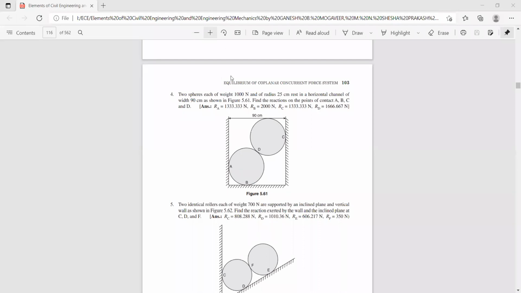Yes, sir. And once you find RA, then sigma Fy is equal to 0. That is RB minus 1000 minus RD sin 36.86 is equal to 0. Thereby, you get the value of RB. Please check it.